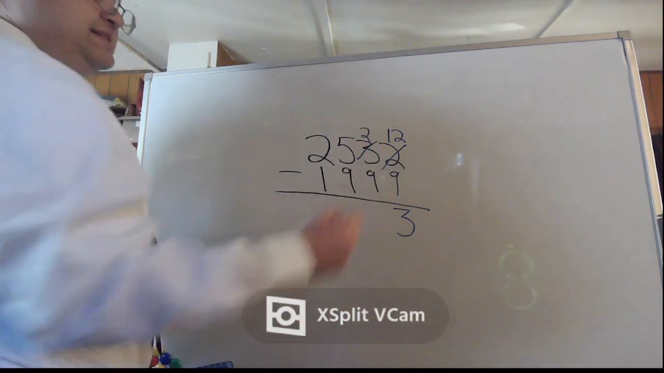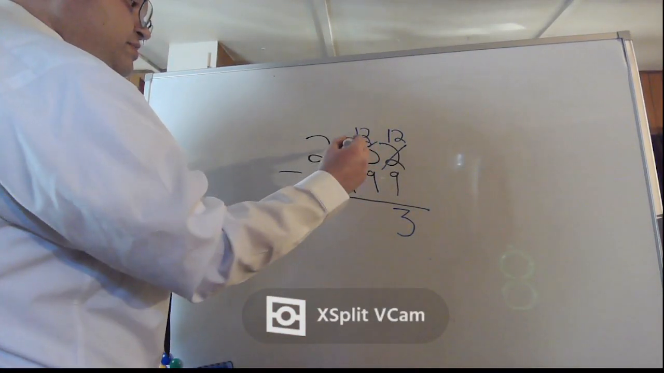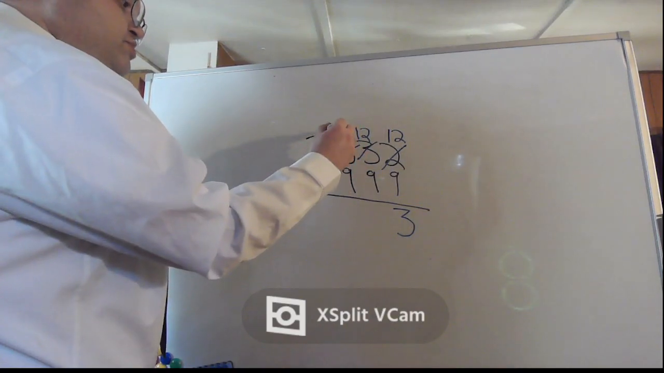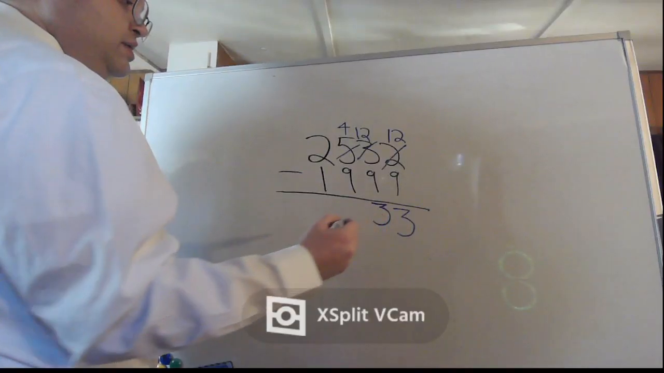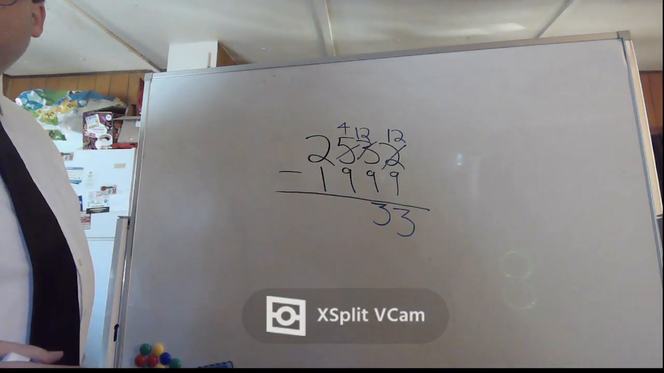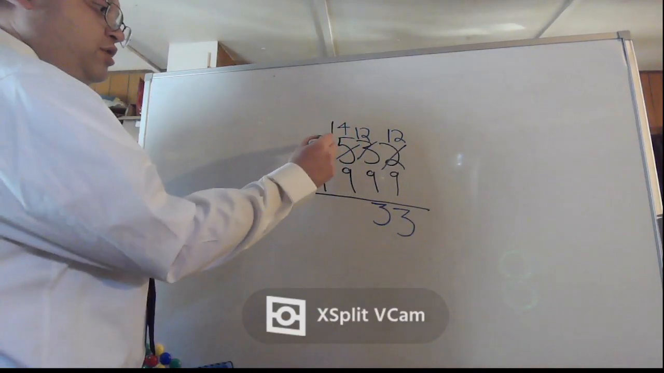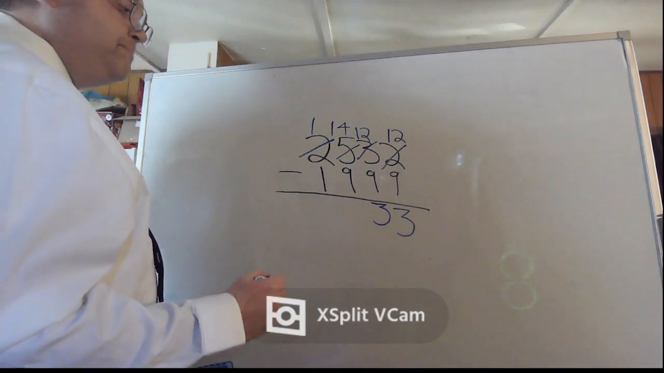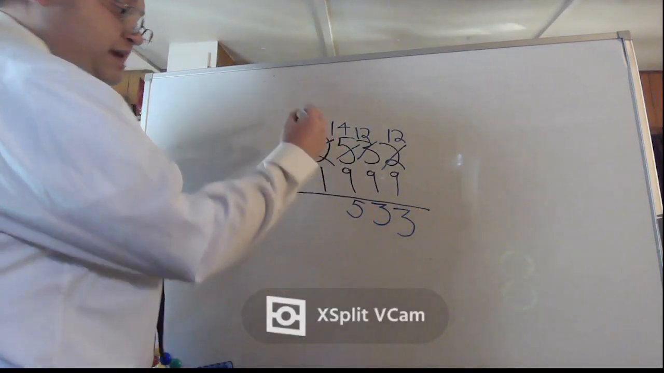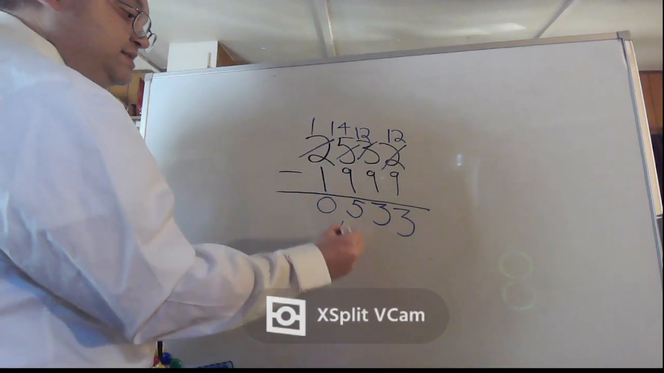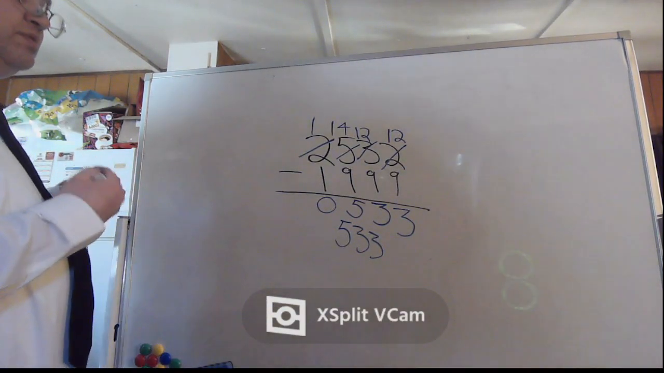Then we have 2 minus 9, doesn't work. We're going to have to make that a 12 and borrow 1 from that 5 there, which would make that a 4. 12 minus 9 is 3. Then we got 4 minus 9. Well, that sure isn't working either, is it? We're going to have to make that a 14, which means we got to borrow 1 from that 2, makes that a 1. So what's 14 minus 9? Well, that's 5. And then we got 1 minus 1 is 0, so your answer would be 533. That wasn't too bad of a problem.